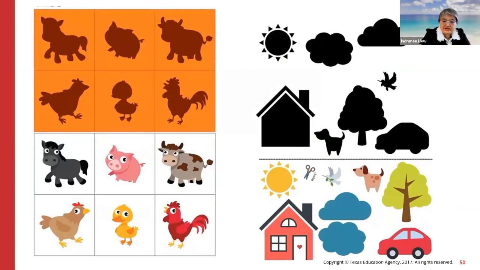This also is interesting. The children are supposed to match to the shadows. This is very good for visual discrimination. We have children who actually can't see things properly. They don't see, they cannot focus properly. This kind of activity actually helps them.